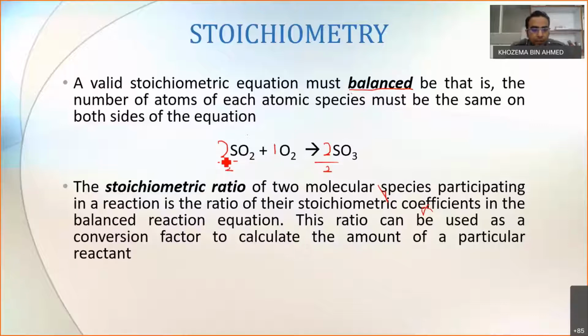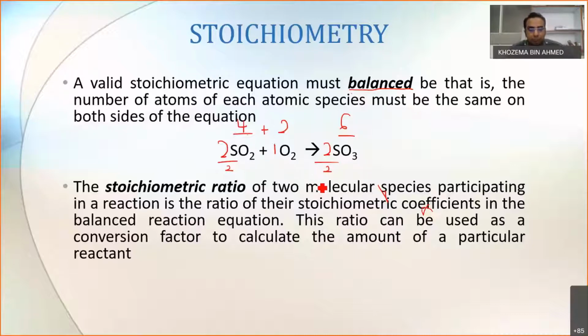Here I'll have 2 times 2, I'll have 4 oxygen, plus 1 times 2 is still 2 oxygen, and then here 2 times 3, I'll have 6 oxygen. So here I have 6 oxygen and here I have 6 oxygen as well. So this equation is also balanced.